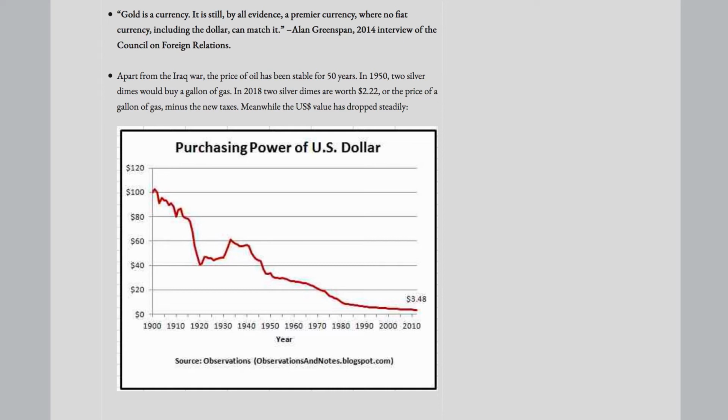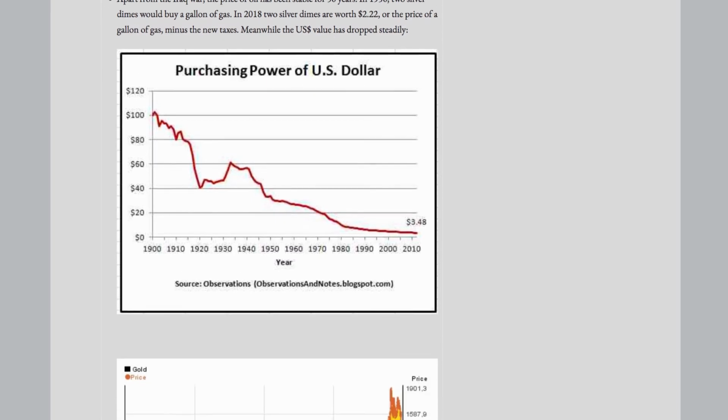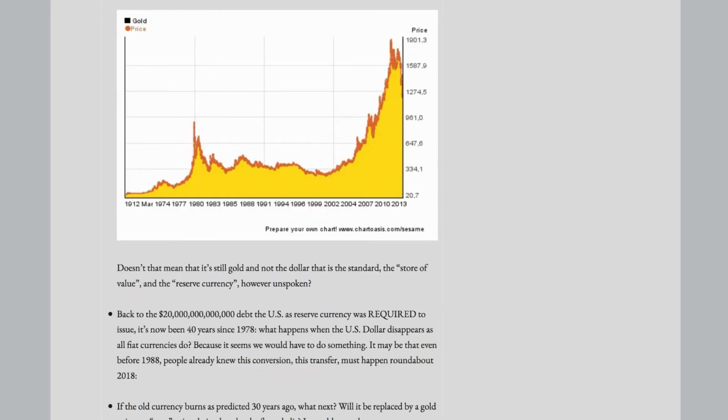Apart from the Iraq War, the price of oil has been stable for 50 years. In 1950, two silver dimes would buy a gallon of gas. In 2018, two silver dimes are worth $2.22, or the price of a gallon of gas, minus the new taxes. Meanwhile, the US dollar value has dropped steadily. Doesn't that mean that it's still gold and not the dollar that is the standard, the, quote, store of value, end quote, and the, quote, reserve currency, end quote, however unspoken?